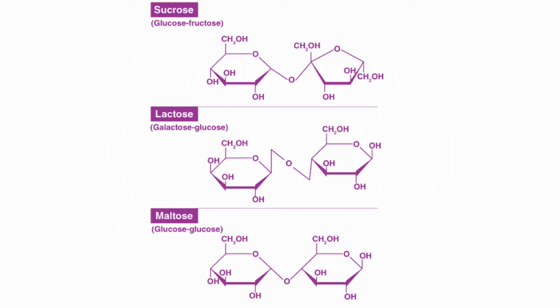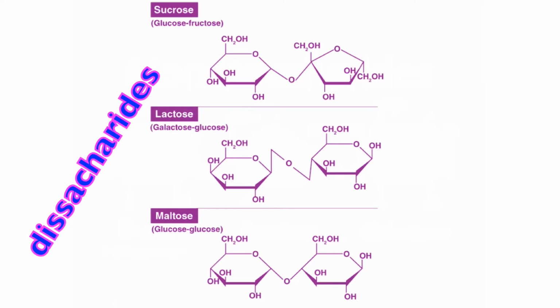We also consume disaccharides, which are composed of 2 monosaccharides linked together: sucrose, lactose, and maltose. Sucrose is a glucose molecule and a fructose. Lactose is a galactose molecule linked to a glucose. And 2 glucose molecules linked to each other is the disaccharide known as maltose.